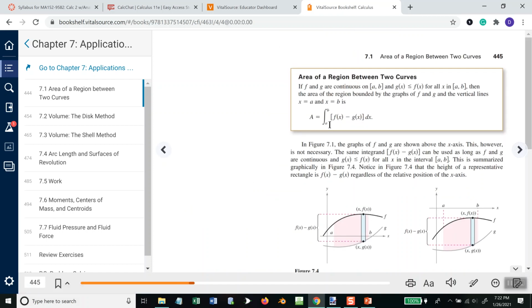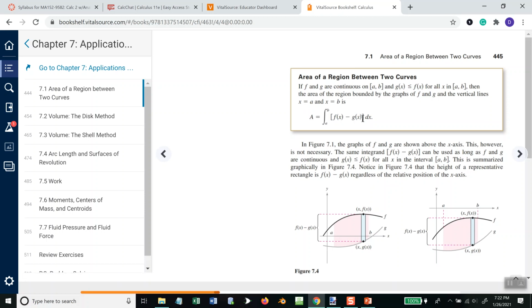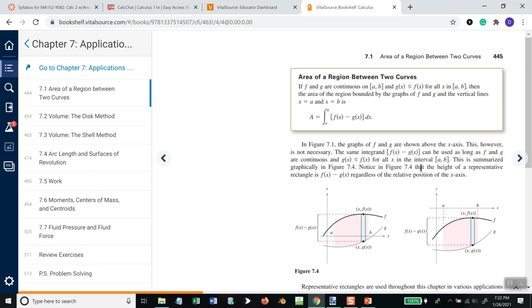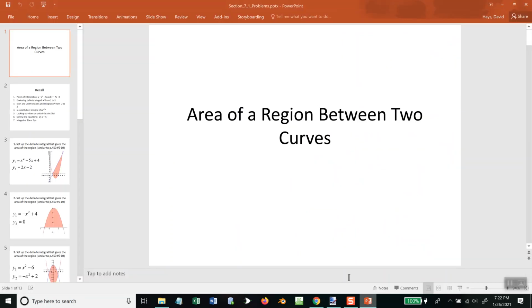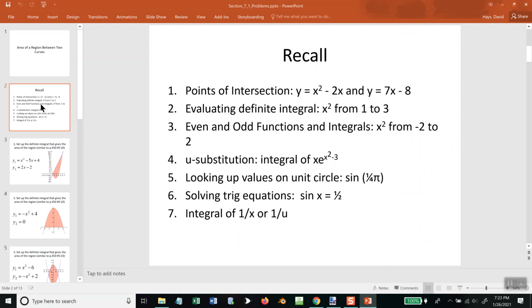Okay, now this in essence is our formula, where we have the integral from a to b, and that's going to be in x's, of your graph above minus your graph below. Now, before we get into that, we're going to review some of this, just in case you've forgotten it all from Calc 1, or maybe you've never even seen it. So we're going to review points of intersection.